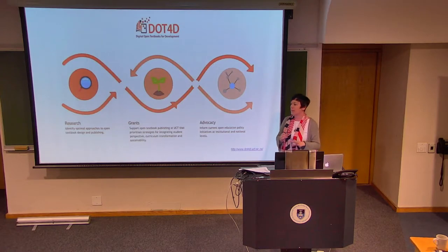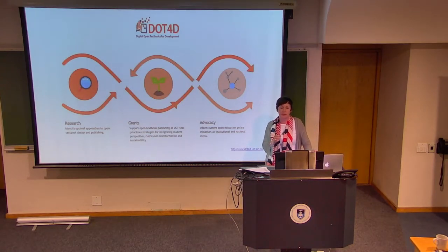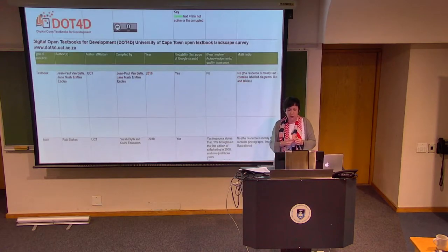The project has three pillars or strands, if you like, which all speak to each other. A research component, and then we have, through our funding mechanism, an amount of money which was made available for grants, and then there's an advocacy stream as well. So, just to say something brief about the research process, one of the first things that we did was a situational analysis to get a sense of what open textbook publishing is already taking place at UCT.